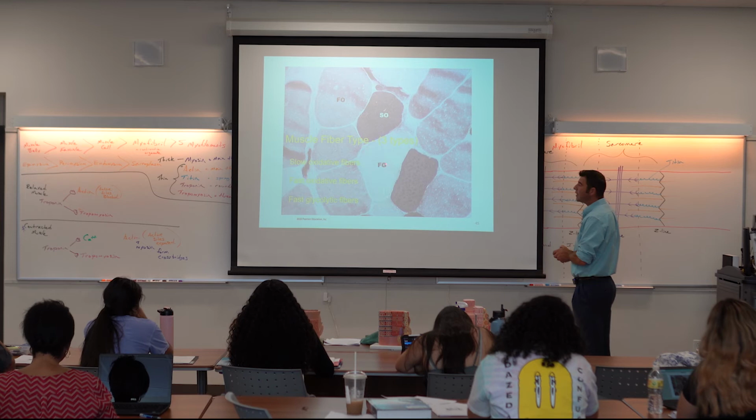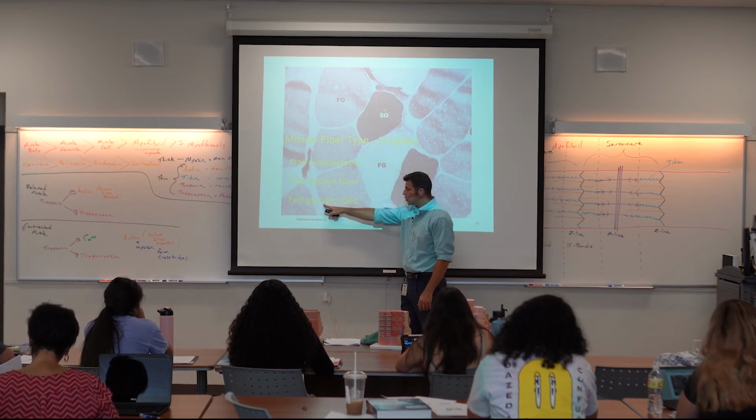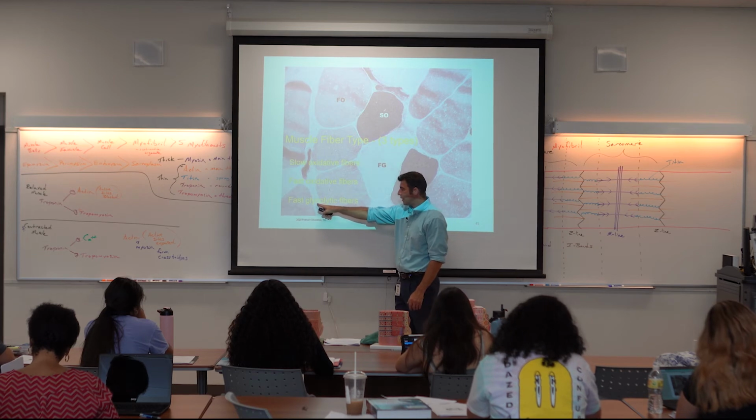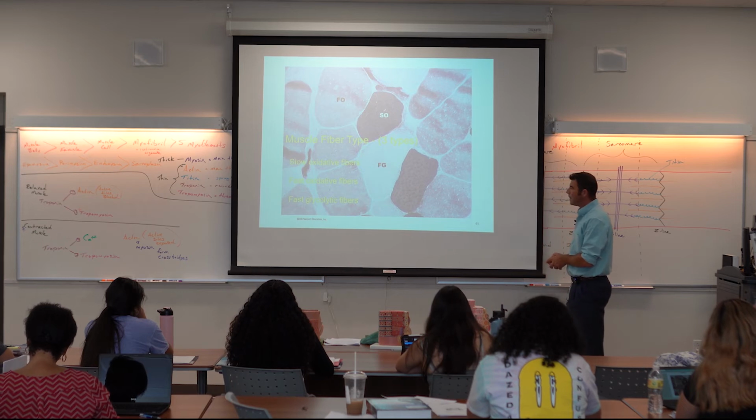Fast glycolytic fibers, these are the ones that can only go through glycolysis. They can karate chop a glucose molecule, but they can't do any aerobic respiration. So fast glycolytic are the light ones.